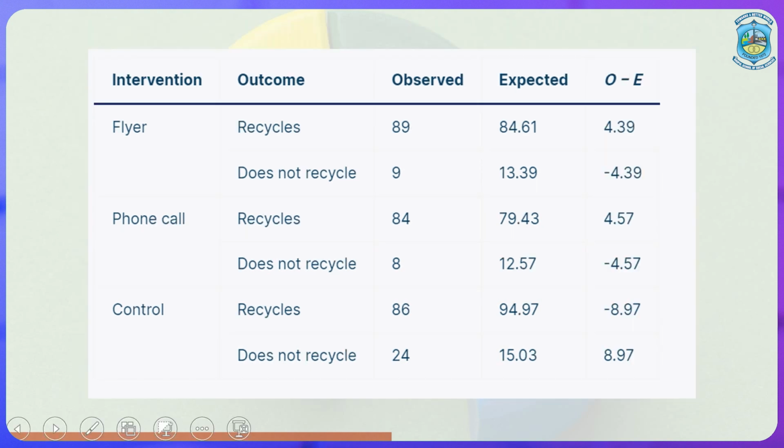So, the first step is to calculate the column O minus E. This is O and E. We just have to subtract the value of the expected frequencies from the observed frequencies, and here we retain the sign. Please see, this is minus, so we have kept it in minus. We do not have to take the absolute values, it is the actual values that we take.